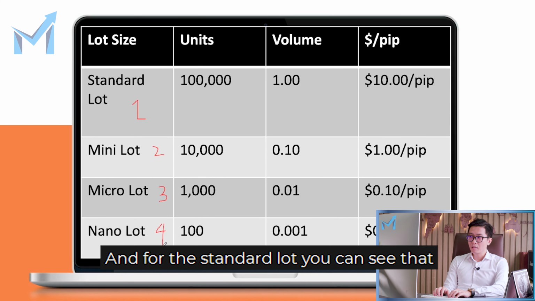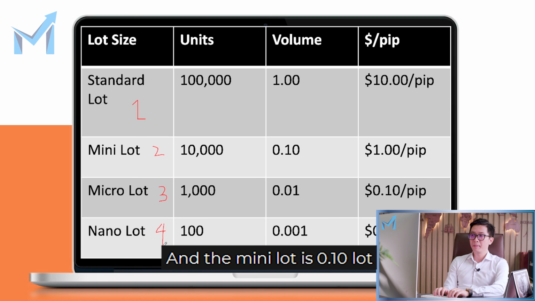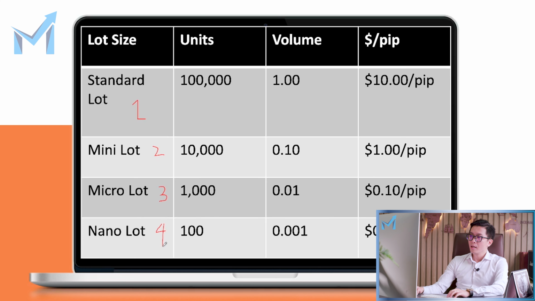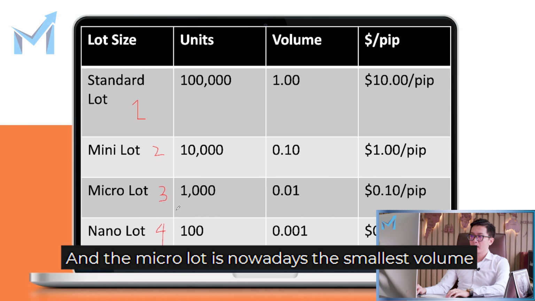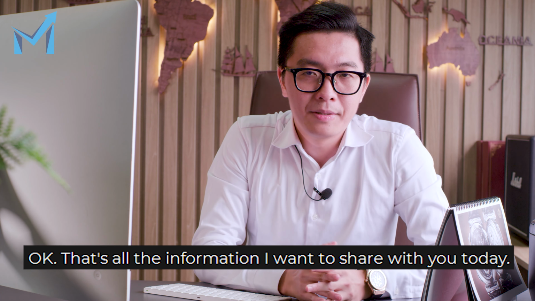And for the standard lot, you can see that in the application it will be displayed as 1.00 lot. And the mini lot will be 0.1 lot, and the micro will be 0.01. And the micro lot is nowadays the smallest volume you can place. You can do the trade on the broker.